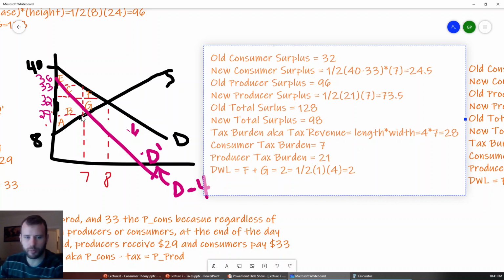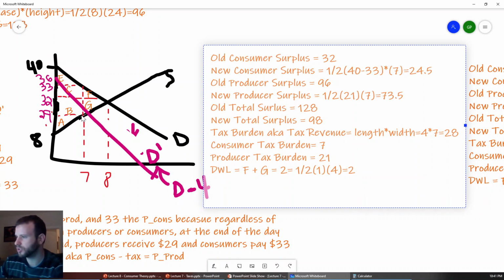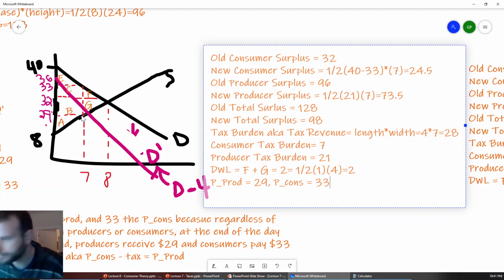We have the equilibrium price for producers, which I call P prod, equal to 29. P cons, the equilibrium price for consumers, is 33, which means that even though the consumers are paying 29, in reality they're also paying an additional $4 per unit in tax.